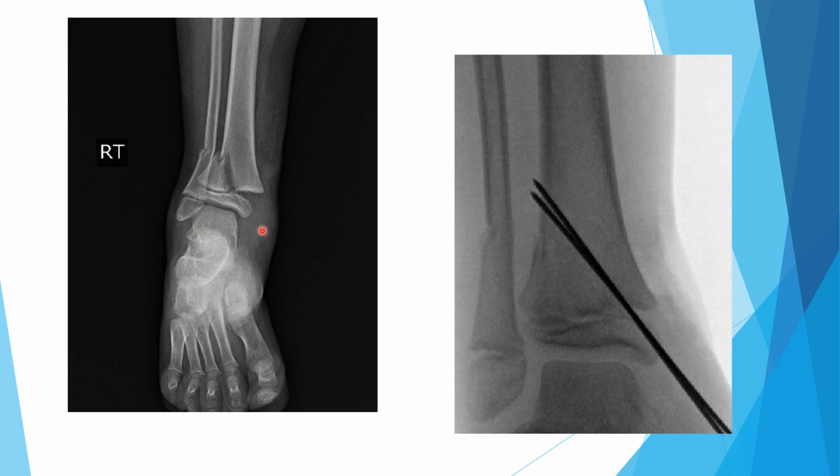So this is a Salter-Harris type 2. There was failure to obtain adequate closed reduction. Usually the reason is the periosteum here entrapped in this area, and you cannot bring it back into position. So open reduction was done, the periosteum was removed, and 2 smooth wires were introduced across the physis.